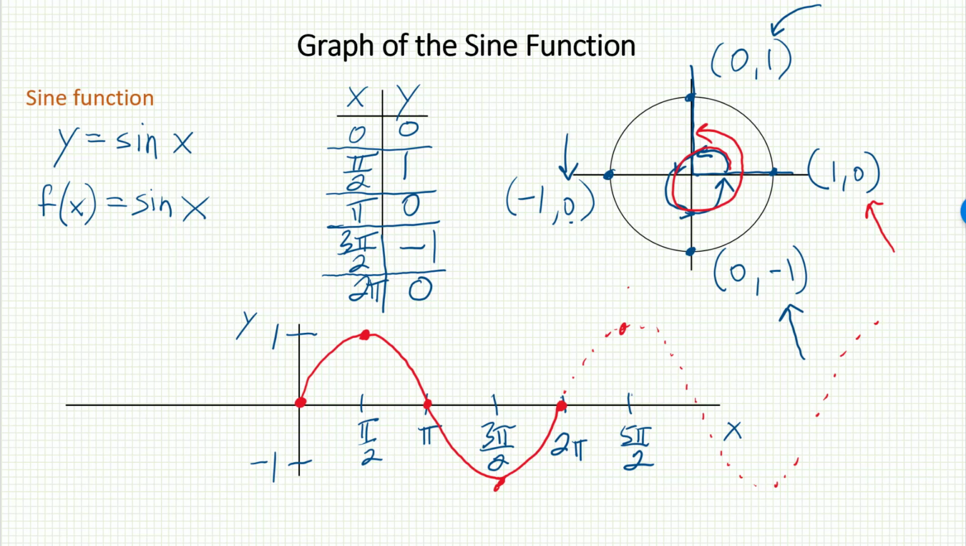How about if I rotated around in a negative direction? Well, let's say I went negative pi over 2. Negative pi over 2 would be right over here, and obviously I'm down at negative 1 for my b coordinate, which means the graph continues in that same pattern in this direction as well. We call the sine function a periodic function because it repeats itself over and over.